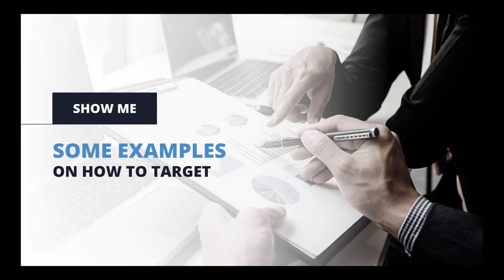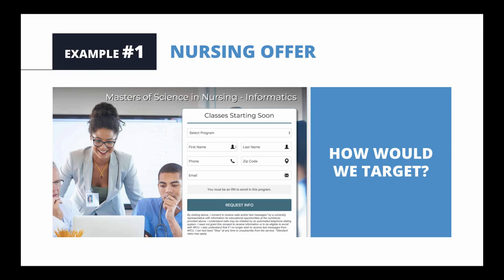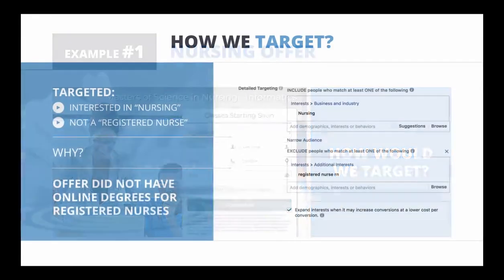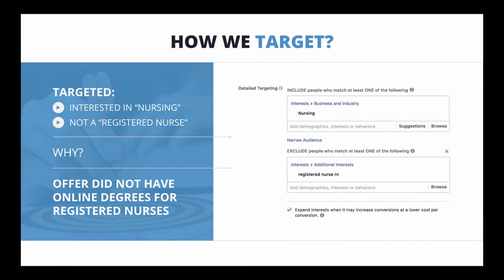So here are some examples on how to target. All right. So example one here is for a nursing offer. How would we target this? So let's say that we didn't have an email list or we couldn't get data from the affiliate manager to create a lookalike audience to target in the ad. The only option that we have then is to do some interest targeting.